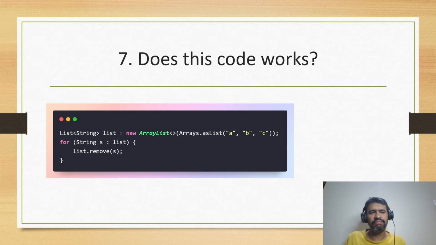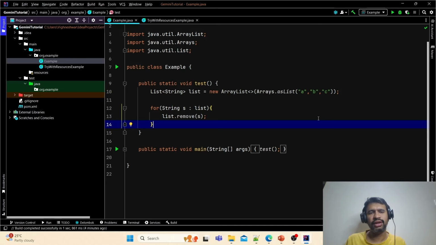So the question is simple here. We have an array list and we are trying to remove the element in the array list. So let's try to see how it works. Let's go to the IDE and let's try to run and understand this code.